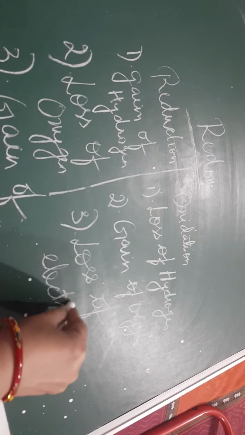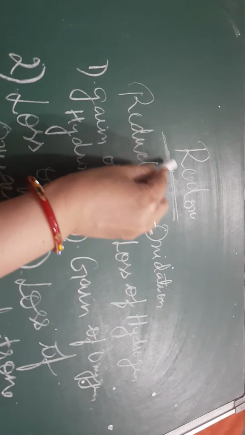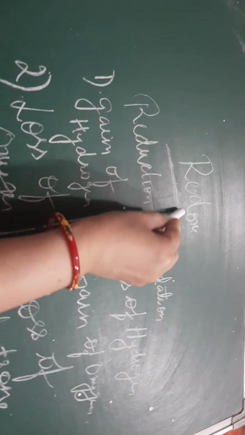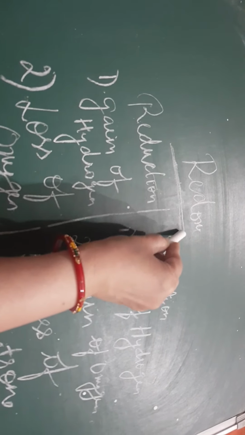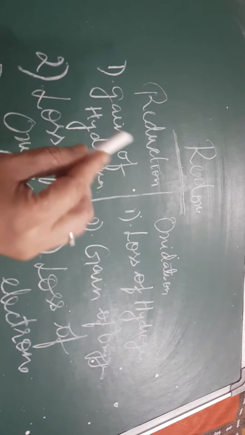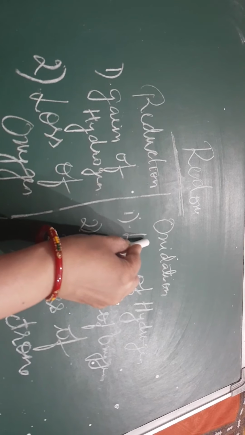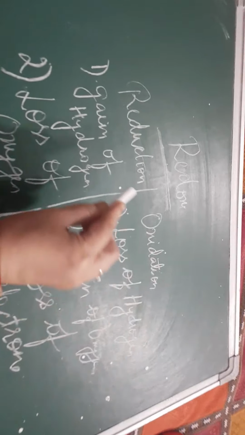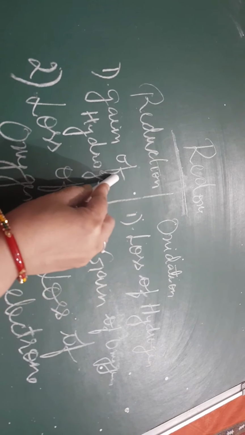So we'll repeat, we'll discuss again. First of all, you should be clear with the term redox. You can divide this redox into red and ox. It means reduction and oxidation, reactions in which reduction and oxidation take place together.